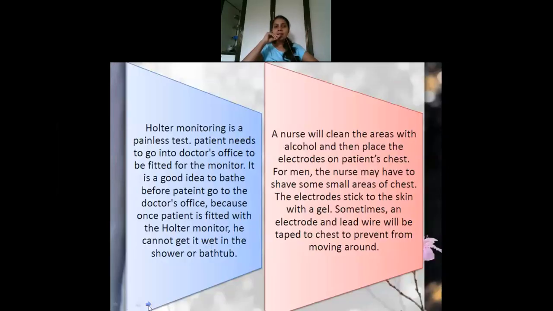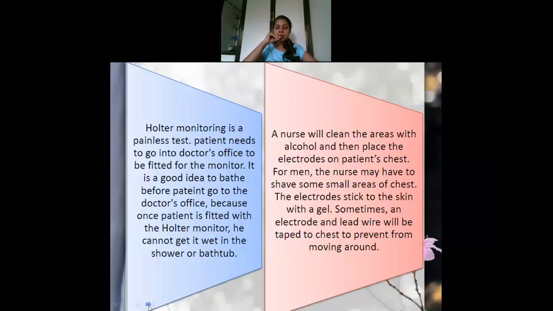Okay, and then you should always remember that whether it is chest x-ray or whether it is a Holter monitor, both are non-invasive procedures. What do you mean by non-invasive? Non-invasive means they are painless, they don't cause any sort of pain. So one more point you should remember for Holter monitor: it is a painless and non-invasive procedure.